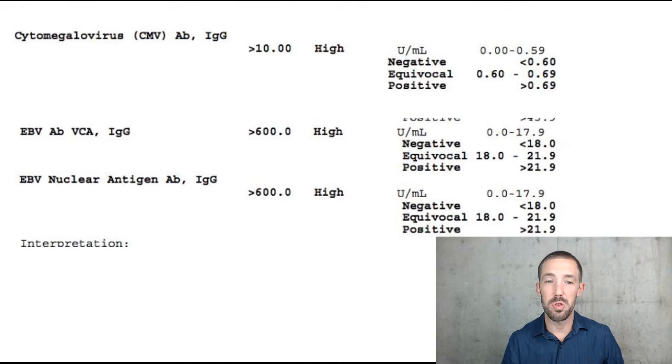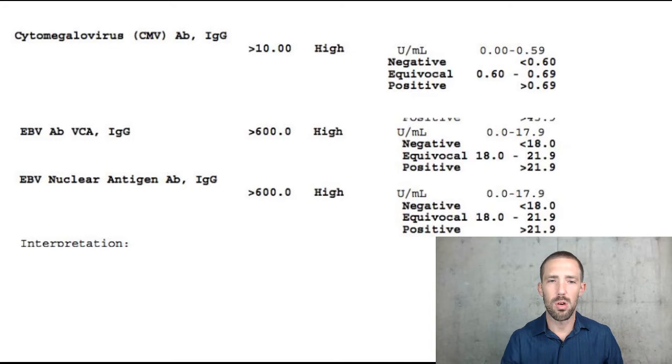Now, do I think it's just EBV and just CMV? Absolutely not. There's probably a plethora of others that we're not going to test because this gives us an idea. It gives us a baseline. It gives us a target to aim at. It gives us a little bit of an understanding of some of the mechanisms. So this is just some of those basic serum testing.